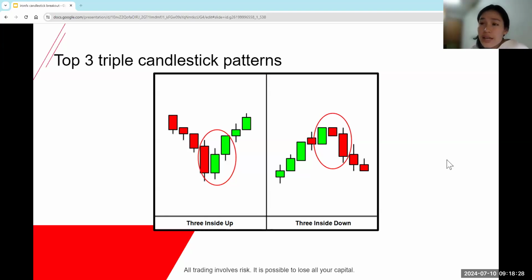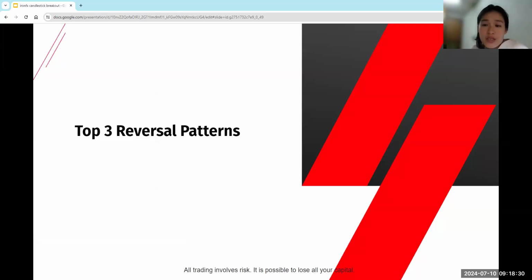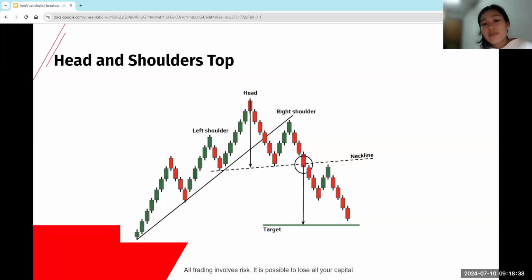So now let's look at the top three reversal patterns. We talked about these briefly last session as well, so I just wanted to do a brief recap. So we first have the head and shoulders. Firstly, we have this trend line that lines up with our first swing low, second swing low, and third swing low. That pretty much categorizes this pattern.